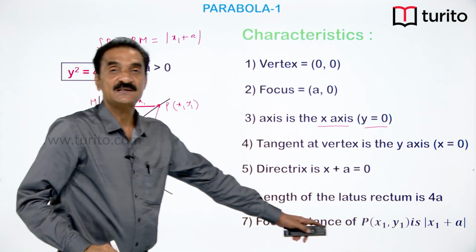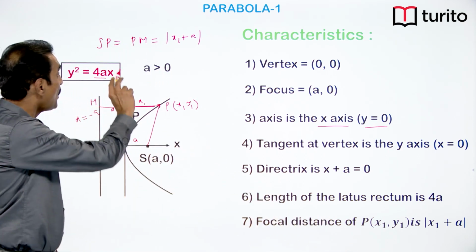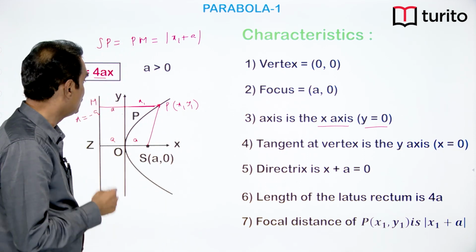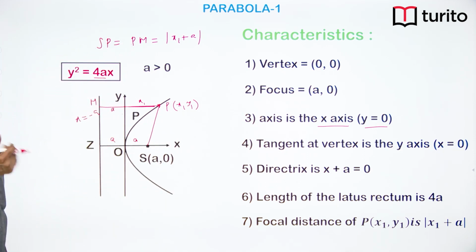So, the focal distance of the point P (x1, y1) is |x1 + a|. It is a formula. Now, let us discuss another standard form.